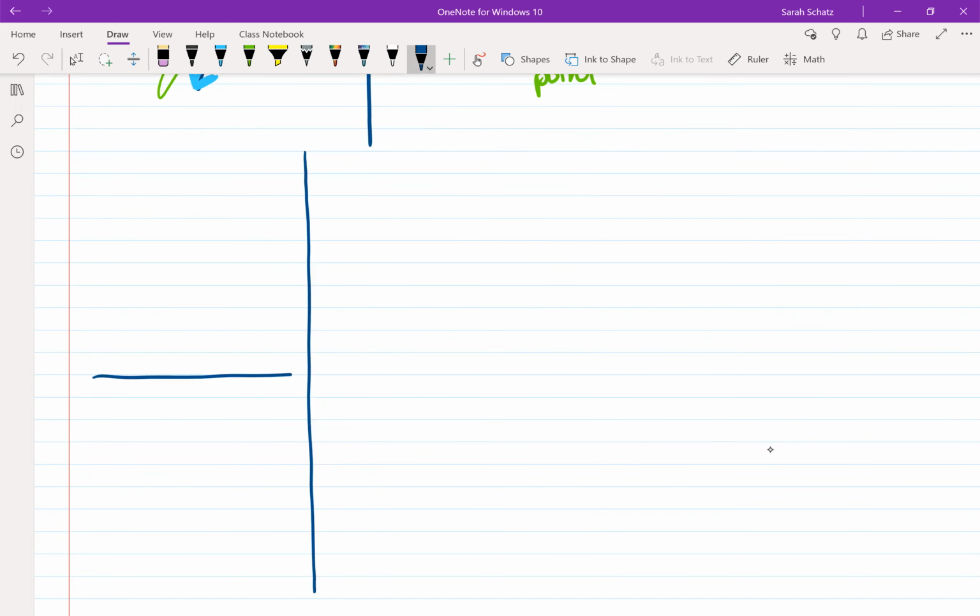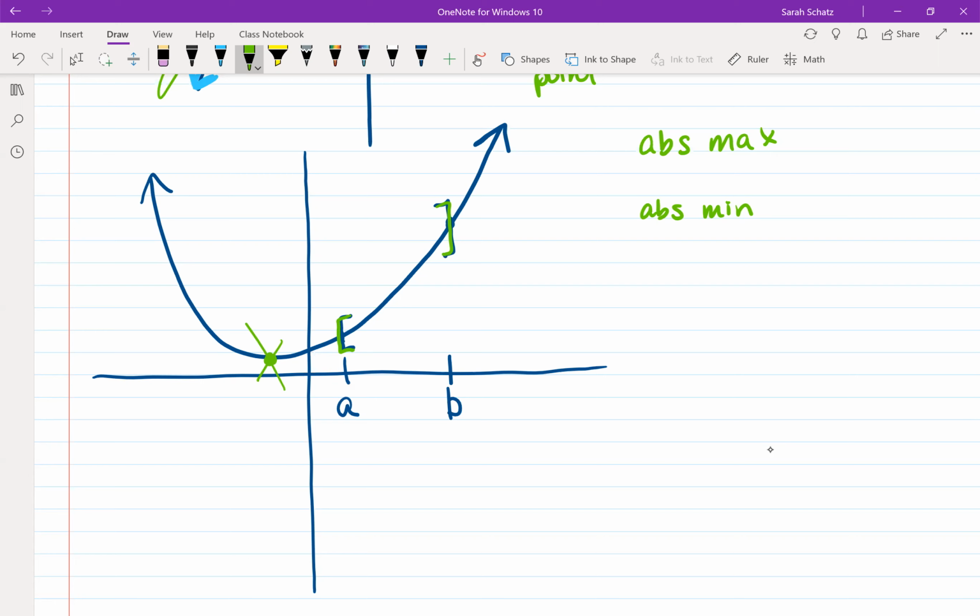So think about absolute maximum and absolute minimum. Where are they going to have to occur? Is there any way they could occur right here? I don't think so, because there's no way this could be the lowest or the highest point on my interval. It has to be at the ends, because there's no critical point within here.